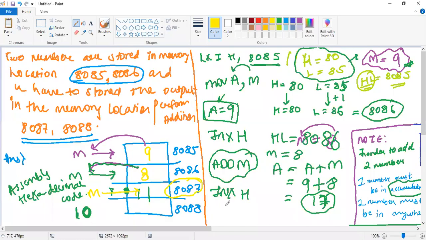MOV M, A, from A to M. See, my A is containing 11. So what I have written is MOV M, A. From A to M means A is 11 and my M is pointing here. So when I move this, I am moving the content of A into M, here.